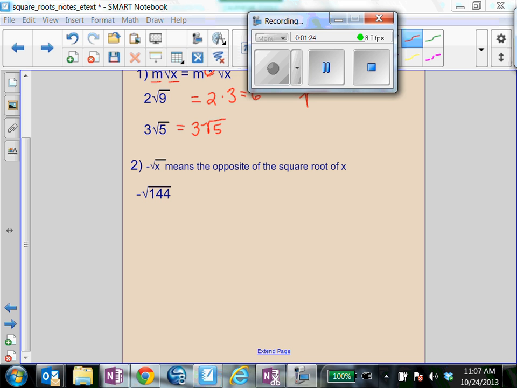The next rule is just again referring to notation. It lets you know that when you have a negative symbol in front of a square root, it means the opposite. So in this example, you would just find the square root of 144, which is 12, and then you would put the negative symbol in front of it because it means the opposite of 12, which is negative 12.